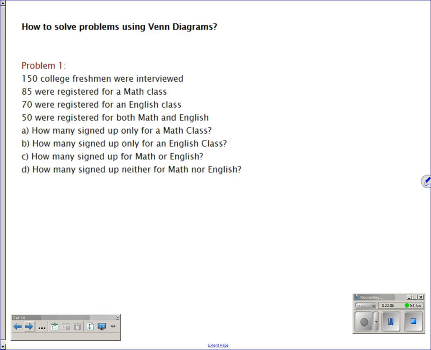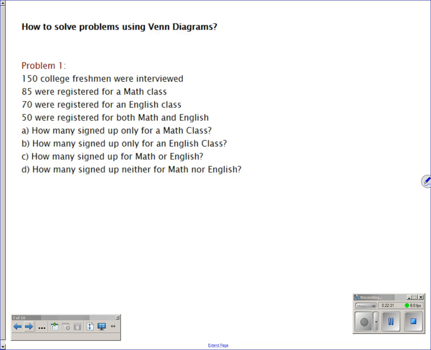It says that 150 college freshmen were interviewed. 85 are in a math class, 70 in English class, 50 in both math and English. That can be kind of confusing. I'm asking how many were both in math and English, only math, only English, neither math nor English. Just looking at the problem can be kind of overwhelming, but a Venn diagram simplifies it down.